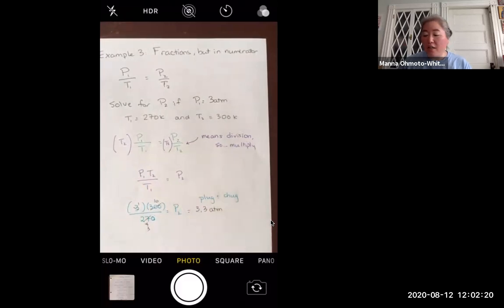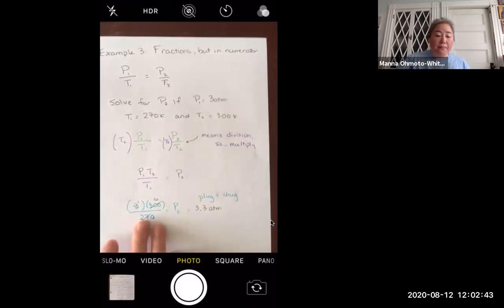Now I just plug in the numbers. 3 here, 300 is T2. It's really important to keep track of which T's you're putting in. And then T1 is 270. And this is a wonderful place that I can cancel out. So 300 and 270 reduce to 10 over 9, and 3 goes into 9 3 times. So it's 10 over 3, or 3.3 atmospheres.